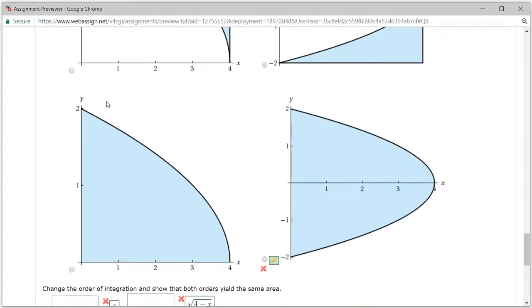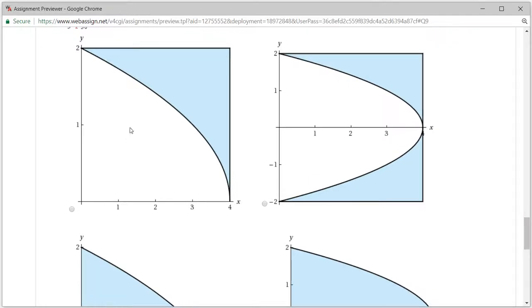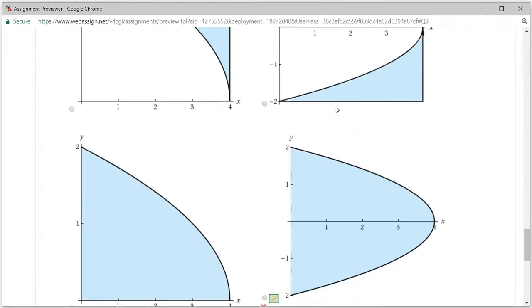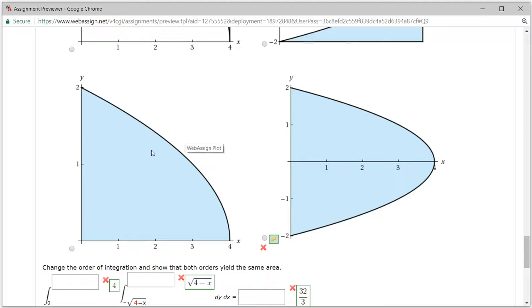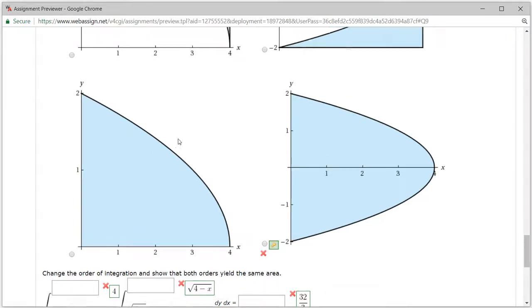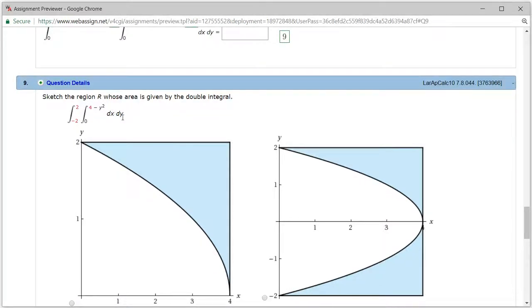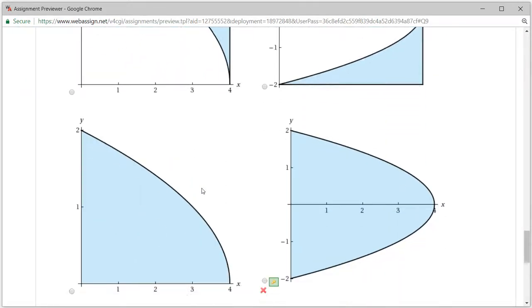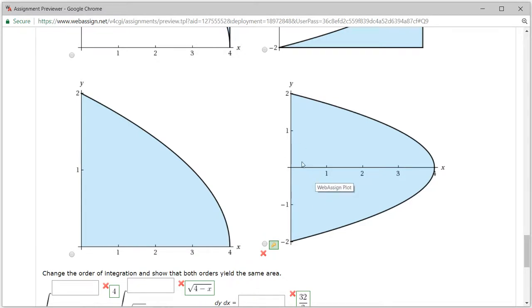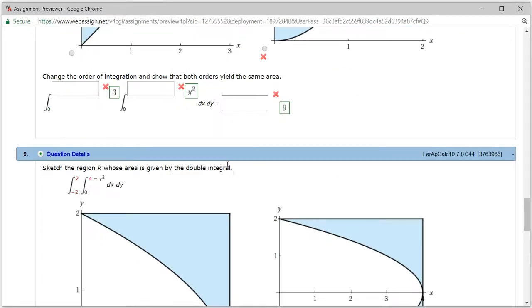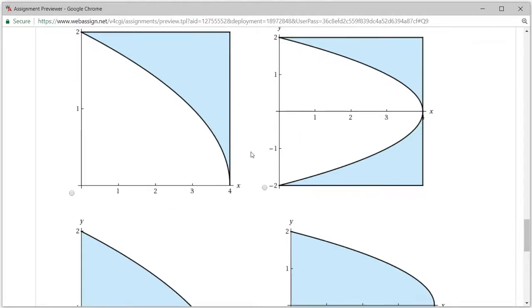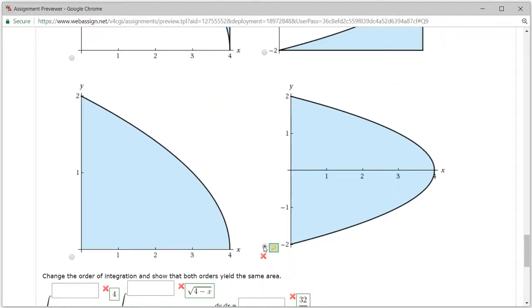And you can see that here. The first one is actually shading the wrong region, and the second one too. So it's going to be between the third one and the fourth one. If you look at the lower bound and the upper bound for y, y goes from -2 to +2. So you can see that the last one here is the correct one. So this is the answer. That's the answer.